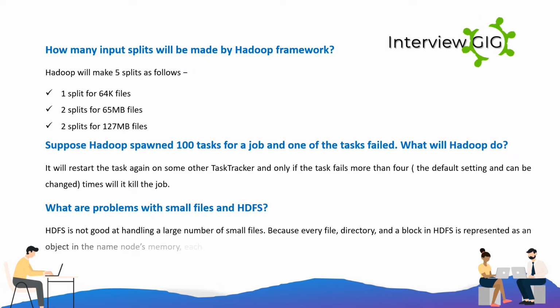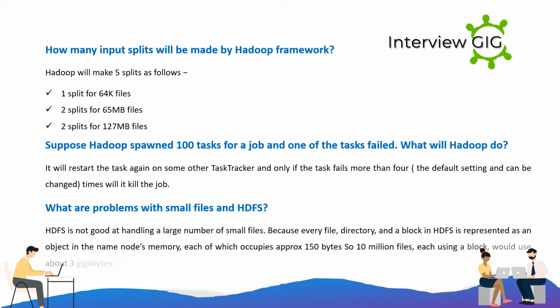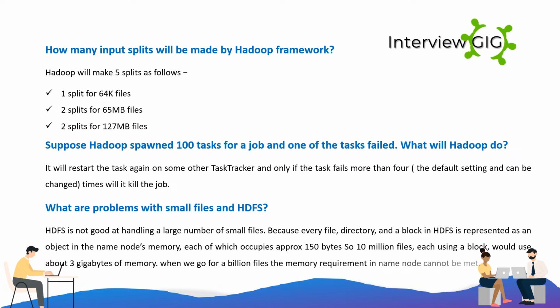What are problems with small files and HDFS? HDFS is not good at handling a large number of small files. Because every file, directory, and block in HDFS is represented as an object in the name node's memory, each of which occupies approximately 150 bytes, 10 million files, each using a block, would use about 3 gigabytes of memory. When we go for a billion files, the memory requirement in the name node cannot be met.